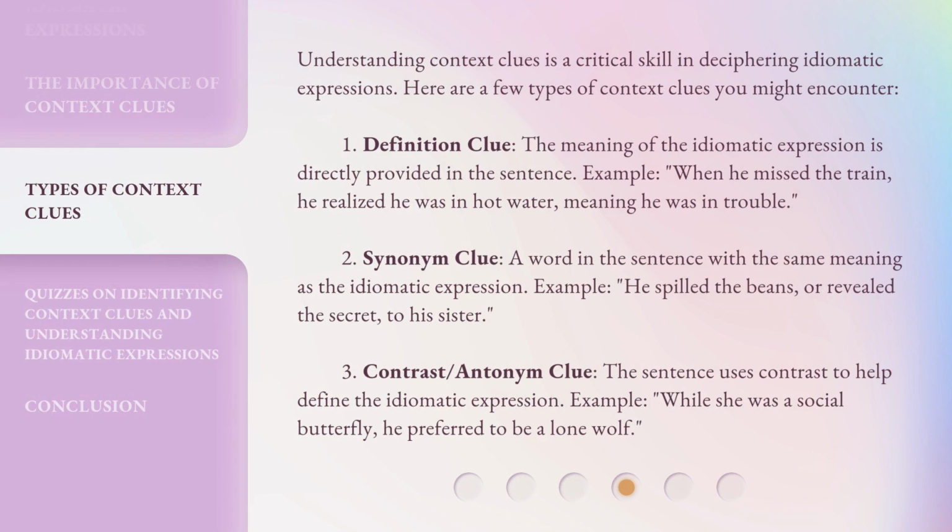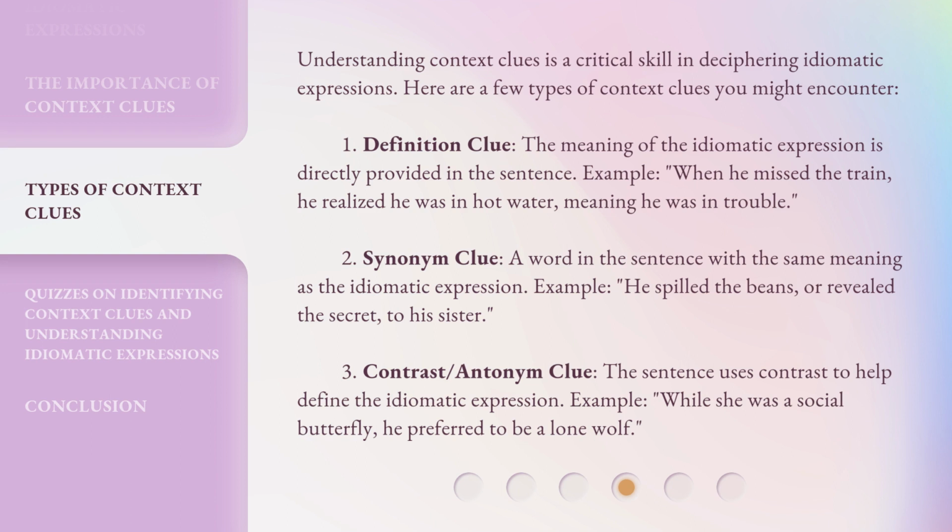Understanding context clues is a critical skill in deciphering idiomatic expressions. Here are a few types of context clues you might encounter. 1. Definition clue. The meaning of the idiomatic expression is directly provided in the sentence. Example: when he missed the train, he realized he was in hot water, meaning he was in trouble.